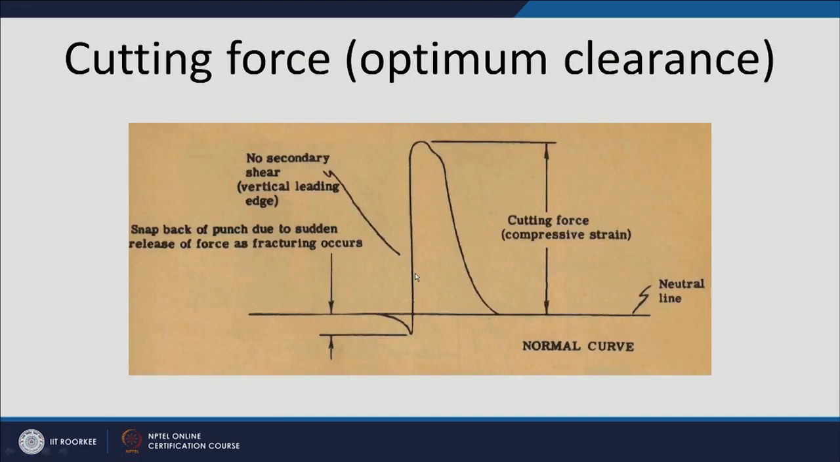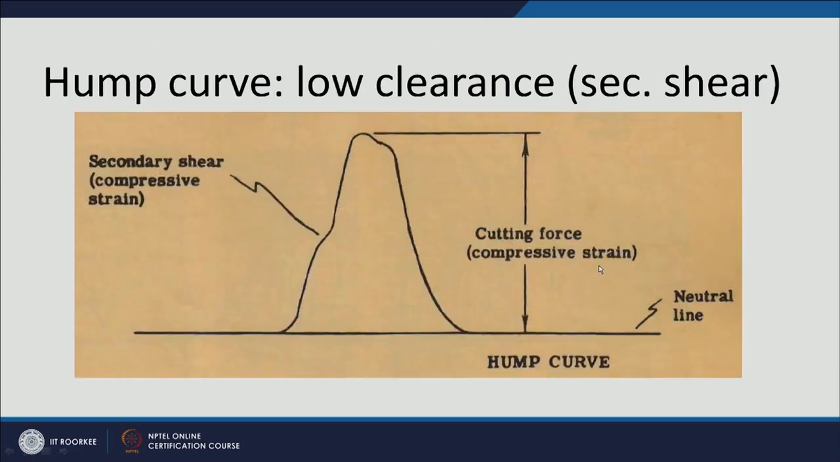This is the diagram which shows the cutting force variation in course of the shearing. When the clearance is optimum, we can see this increase in force is very clear and it's vertical, and this is the case when there is no secondary shear. So this is how the force varies in case of the shearing when the clearance is optimum. This is the compressive force or the strain which is generated.